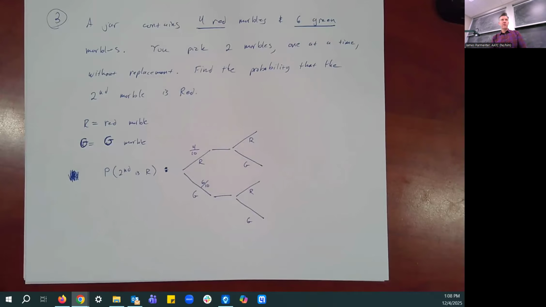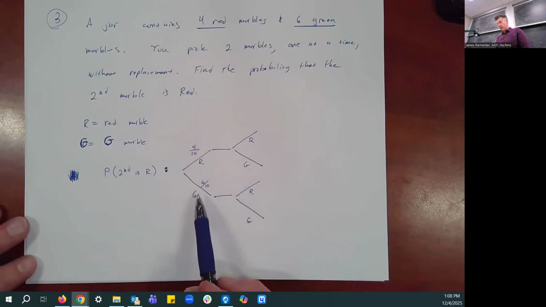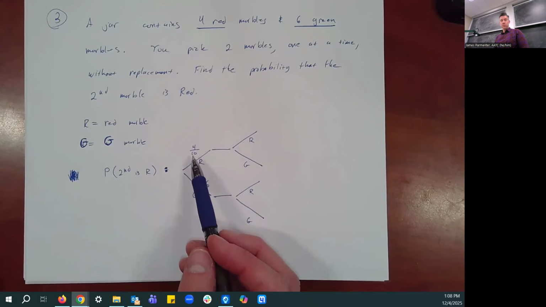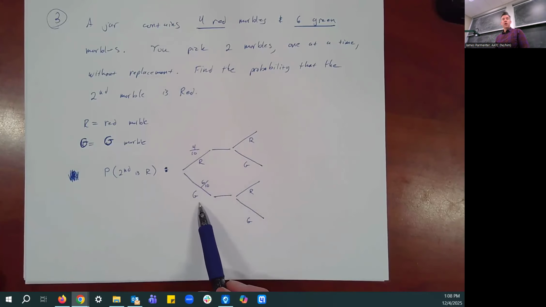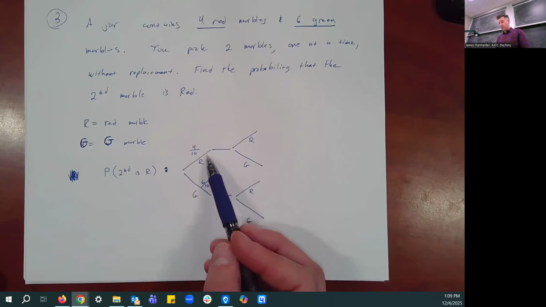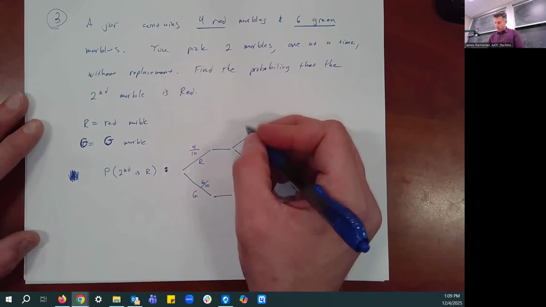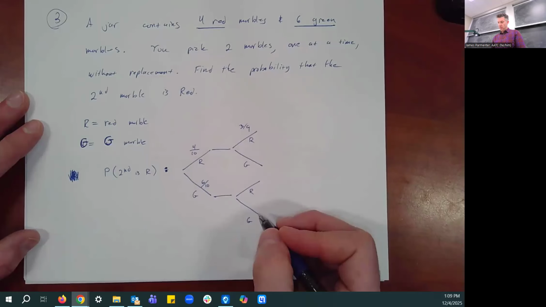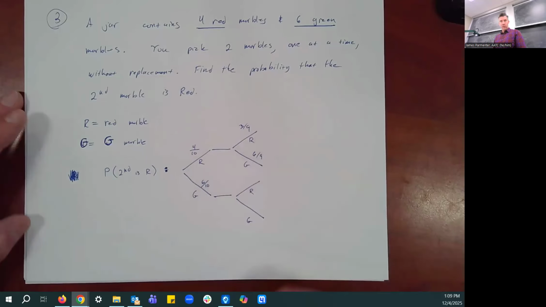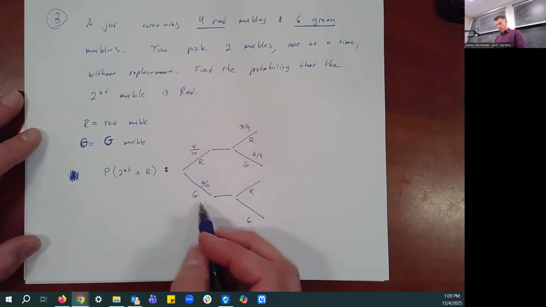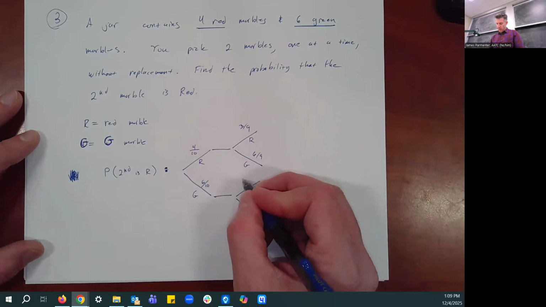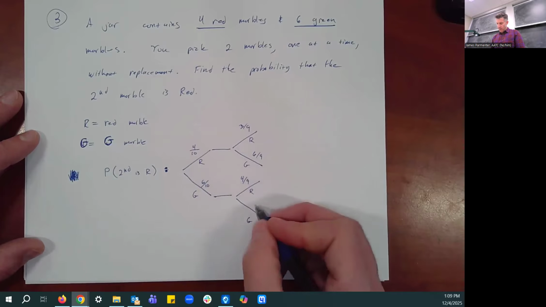I'll admit, I don't know if this tree diagram is specifically necessary here, but I like it anyway. So here's what we've got. On your first pick, there's a 4 out of 10 chance of getting a red one, 6 out of 10 chance of getting a green one. If your first one was red, then on your second pick, there's a 3 out of 9 chance of getting a red one and a 6 out of 9 chance of getting a green one. If your first pick was green, then on your second pick, there's a 4 out of 9 chance of getting a red one and a 5 out of 9 chance of getting a green one.